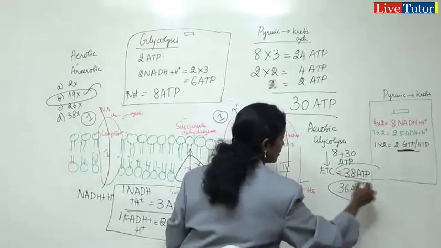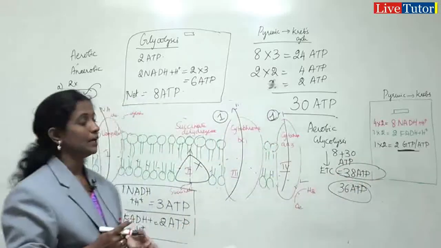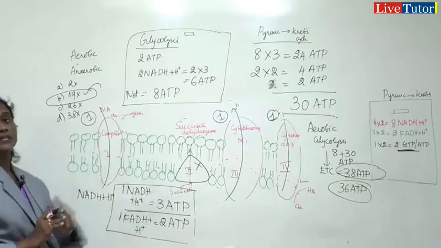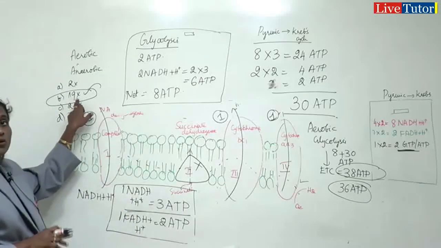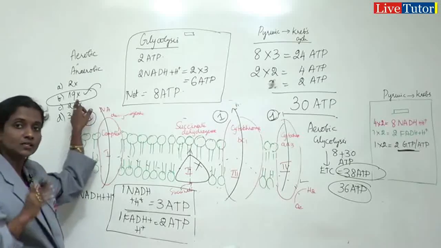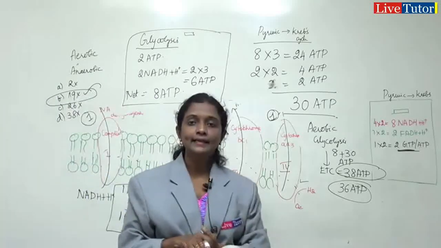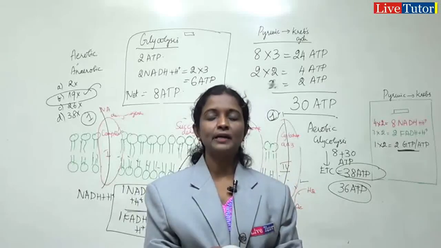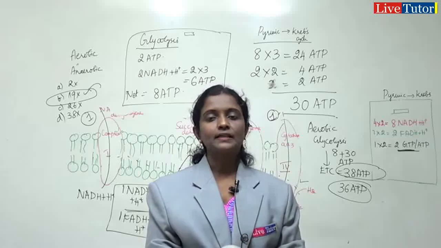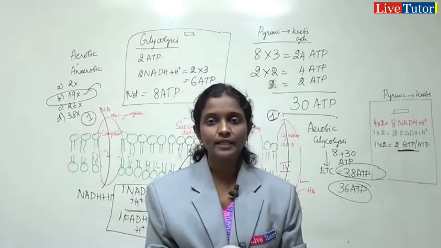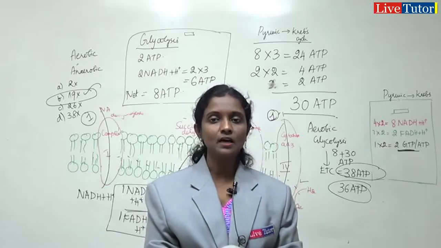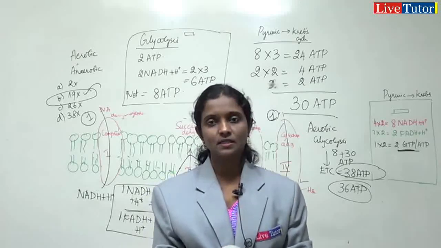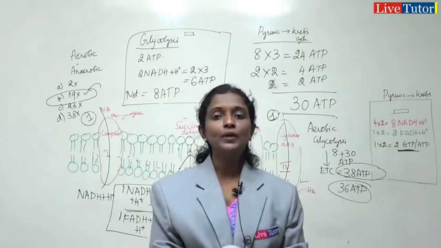Sometimes they also don't consider the 2 GTP. In that case, it is 36 ATP. So the answer is 19x or 18x; they won't give 18x and 19x together. In anaerobic respiration, where pyruvic acid gets converted to lactic acid, we get only 2 ATPs. So overall only 2 ATPs are received from glycolysis.